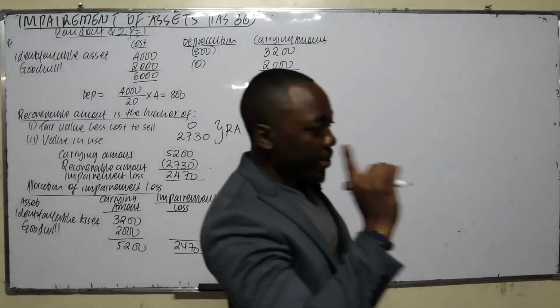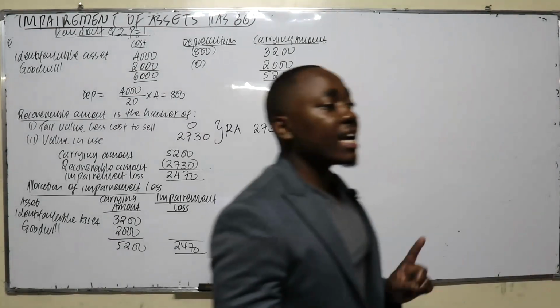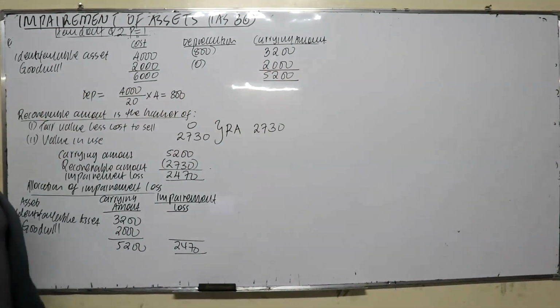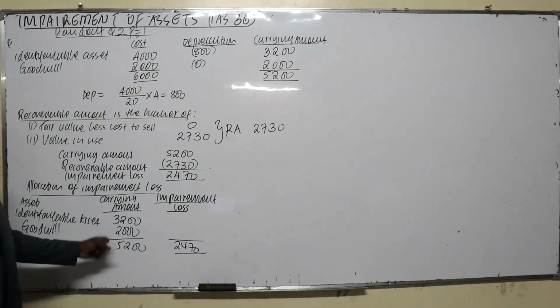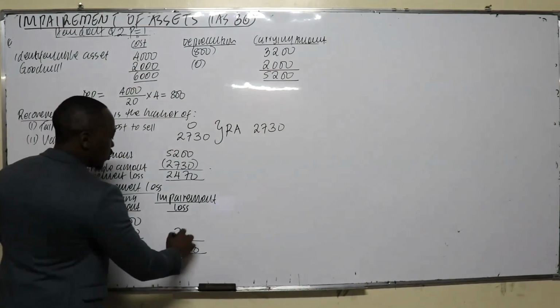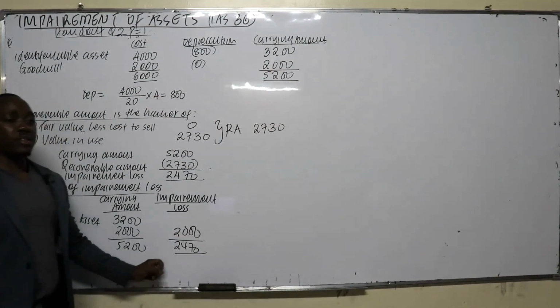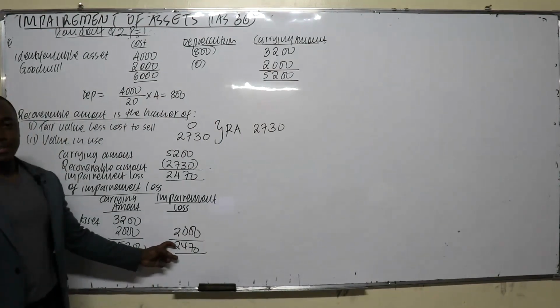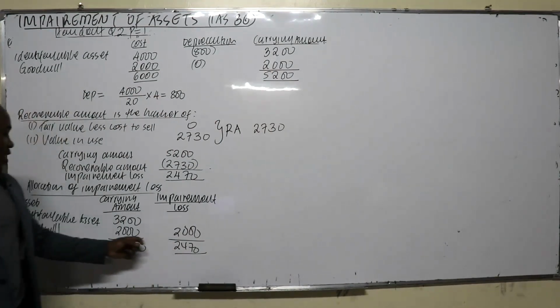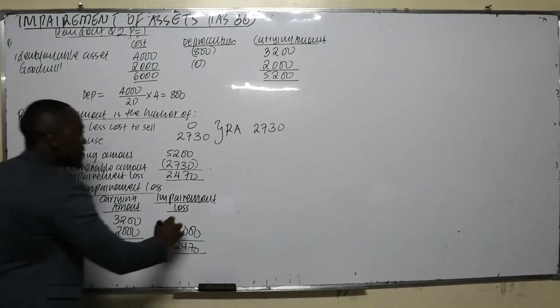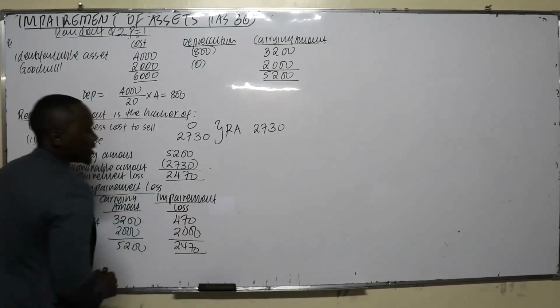We have said that number one, first of all, reduce any carrying amount of the goodwill. In short, you write off the goodwill. The goodwill value was an amount of how much? 2,000. How much is the balance of impairment loss? 470. Now the 470, you allocate to other identifiable assets.